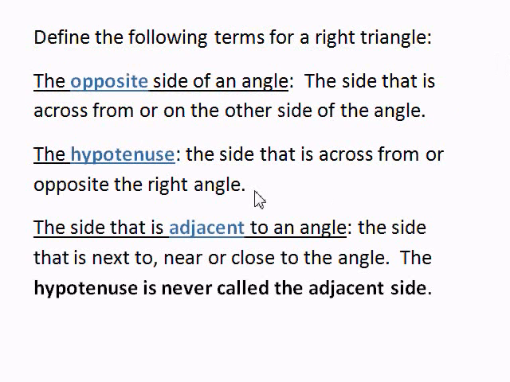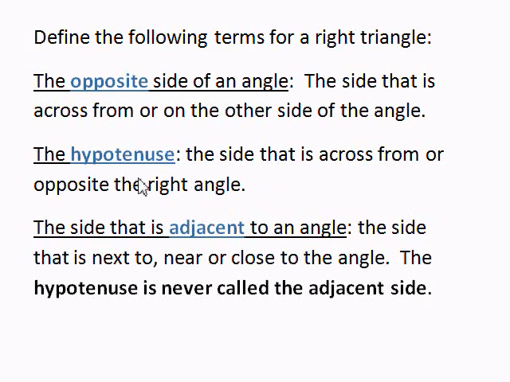Now we're going to define some important terms for a right triangle. The first of which is the opposite side of an angle. If you have an angle, the opposite side is the side that's across from or on the other side of the angle. The hypotenuse is the side that is across from or opposite the right angle.